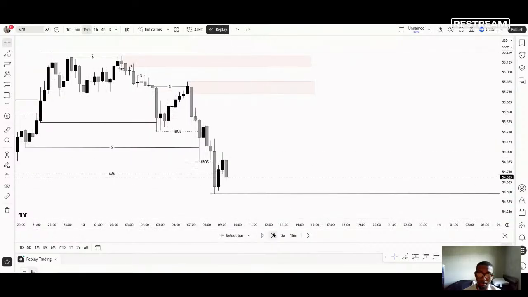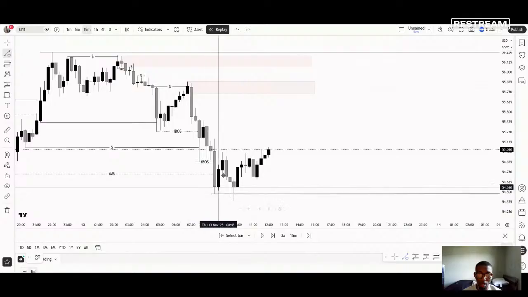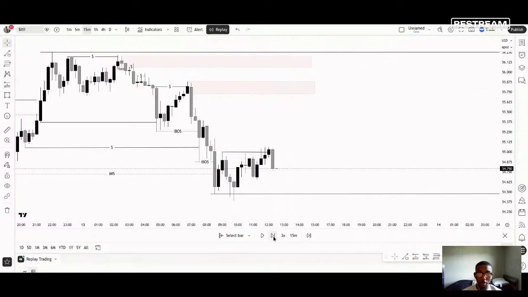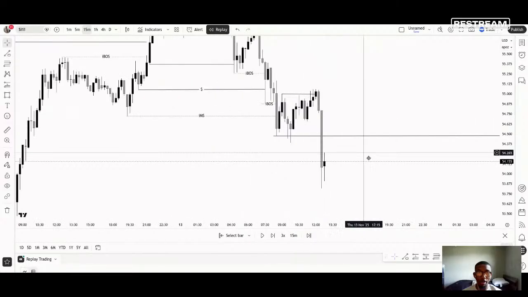So I just wait. It comes down even further, sweeps liquidity. Okay, now price may have turned bullish. So once price gets above, I'll say about here, then oh yeah, it's about there. So price is bullish. Oh no, it's going back down.